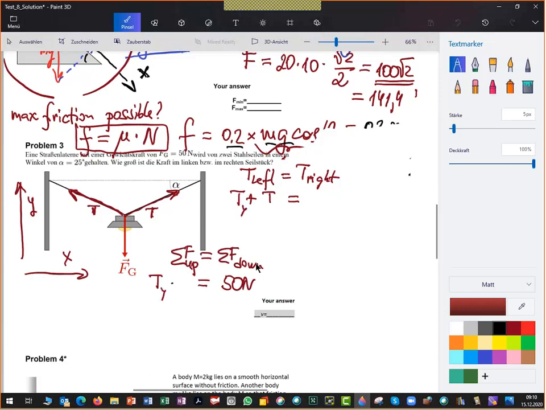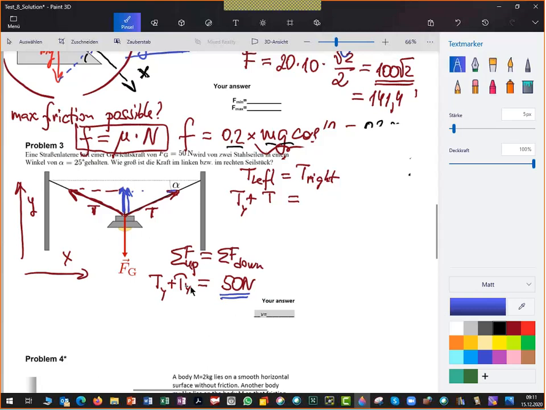plus Ty, these components, this Ty, let me put it blue, and add it to this Ty, which is also blue, they together sum up to 50 Newton. Logically, that means that they must be equal 25 Newton each. I think it's logical, right?